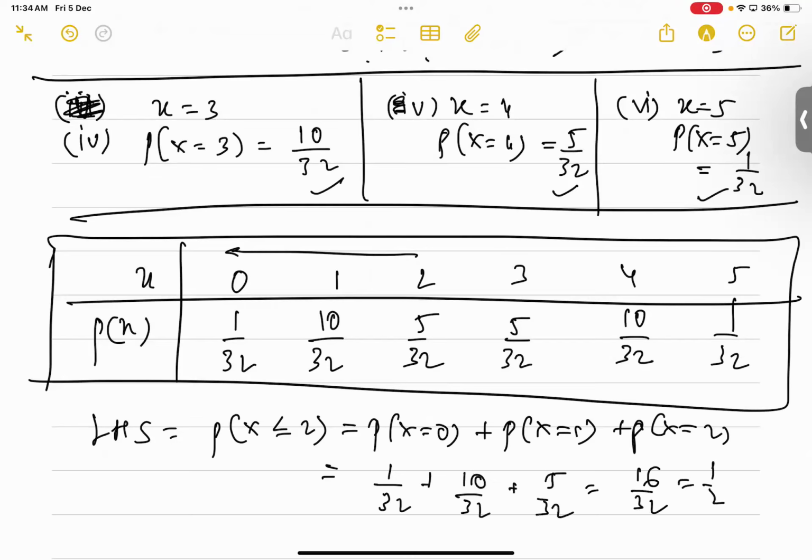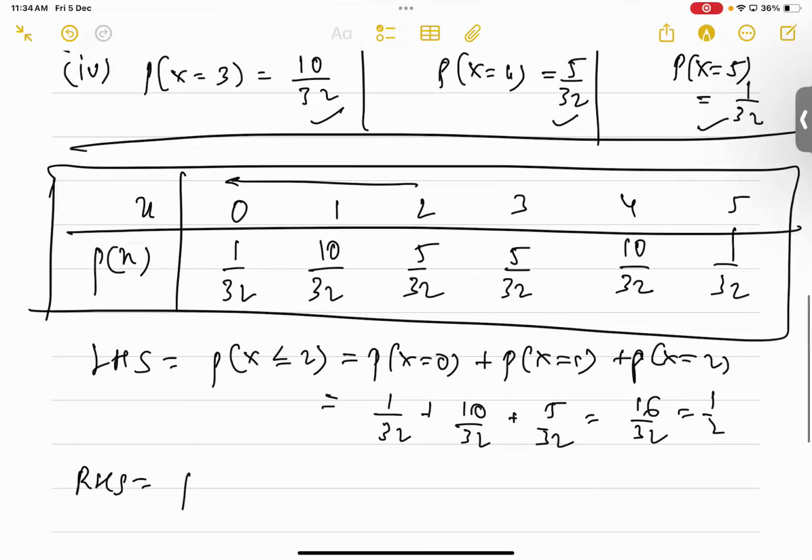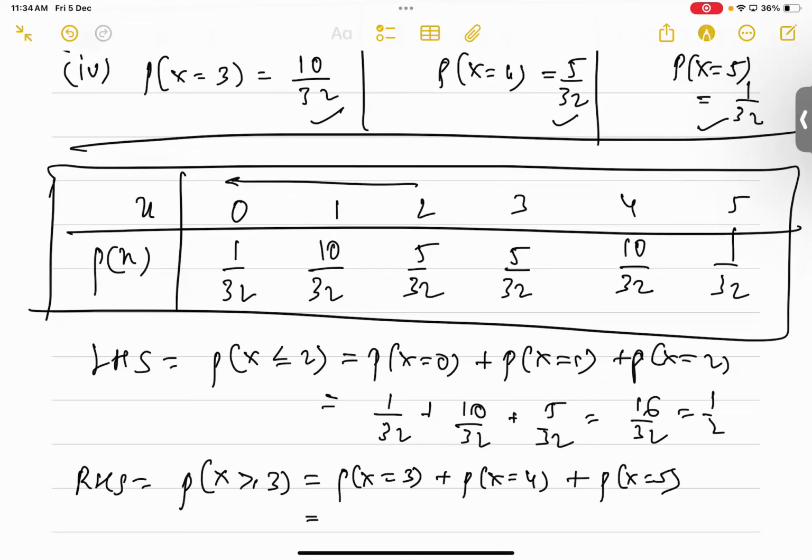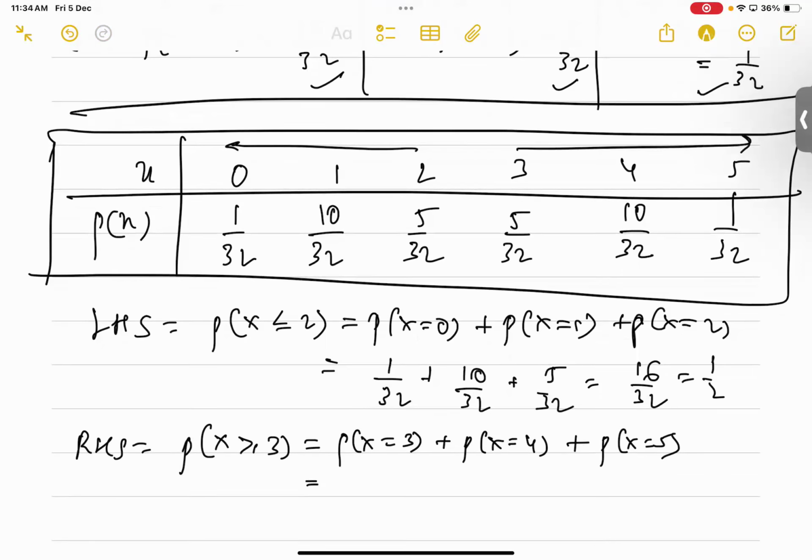Okay. And right hand side, P of x greater than or equal to 3. So it will start with 3, 3, 4, and 5. So what is 3? This 3. Greater than or equal to 3. So it is 5 by 32 plus 10 by 32 plus 1 by 32, 16 by 32, which is equal to half. Okay. Please copy this. So LHS is equal to RHS.